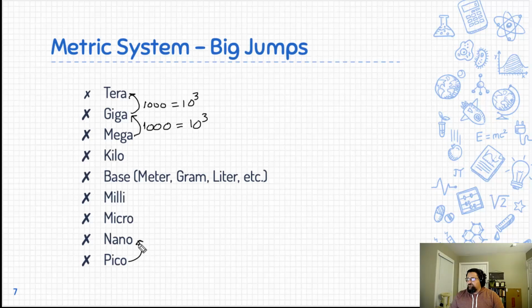Pico to nano, 10 to the third. Nano to micro, 10 to the third. Micro to milli, 10 to the third, right? The same with milli to the base. The same with base to kilo, right? There's 1,000 meters in a kilometer, okay? So all of these work on a factor of 10 to the third, all right? And you're just going to have to learn these prefixes and where they fall. All right, so let's take a look at doing one with dimensional analysis.